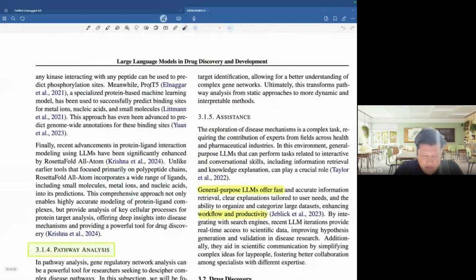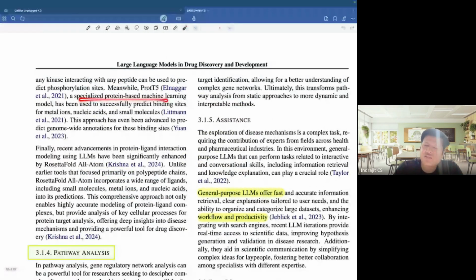Then we have ProtT5. ProtT5 is a specialized protein-based machine learning model. It's more mechanical in the sense that it needs lots of data, whereas with LLMs you're able to predict and generate things. With ML models, you need to rely heavily on very structured and labeled data. But they are able to predict binding sites with metal ions, nucleic acids, small molecules, and so on.